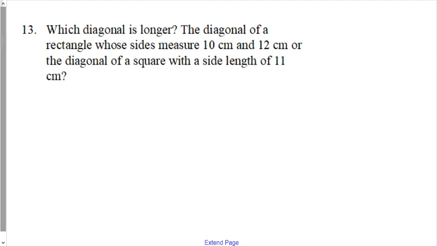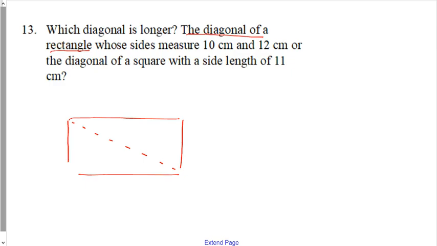Question 13, equally as difficult a question as anyone has seen, because some people still are not quite sure what a diagonal is. But a diagonal is simply the corner-to-corner distance of something. So it says the diagonal of a rectangle. Okay, there's a rectangle. There's this diagonal. The sides measure 10 and 12.